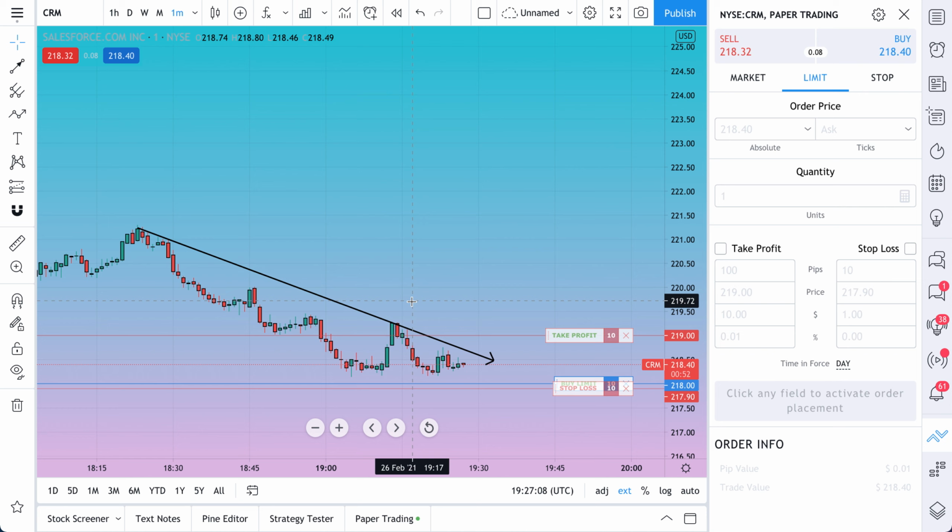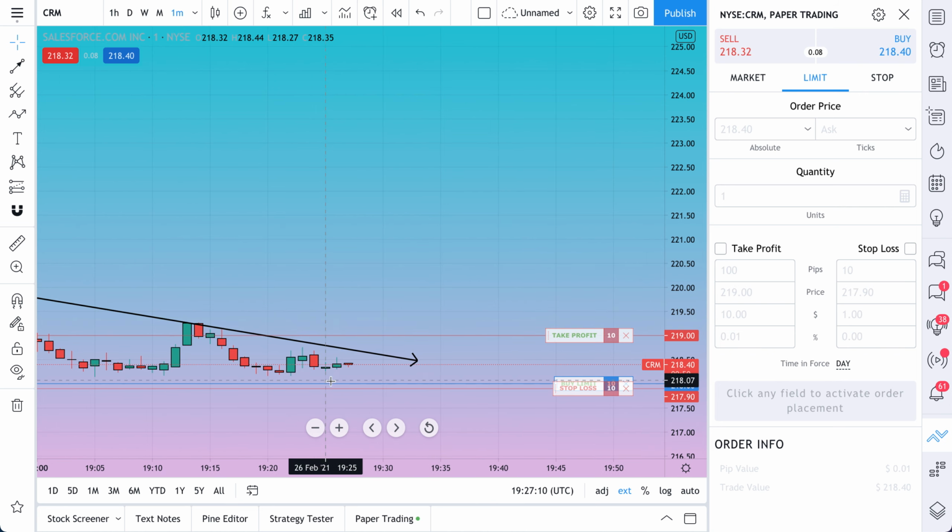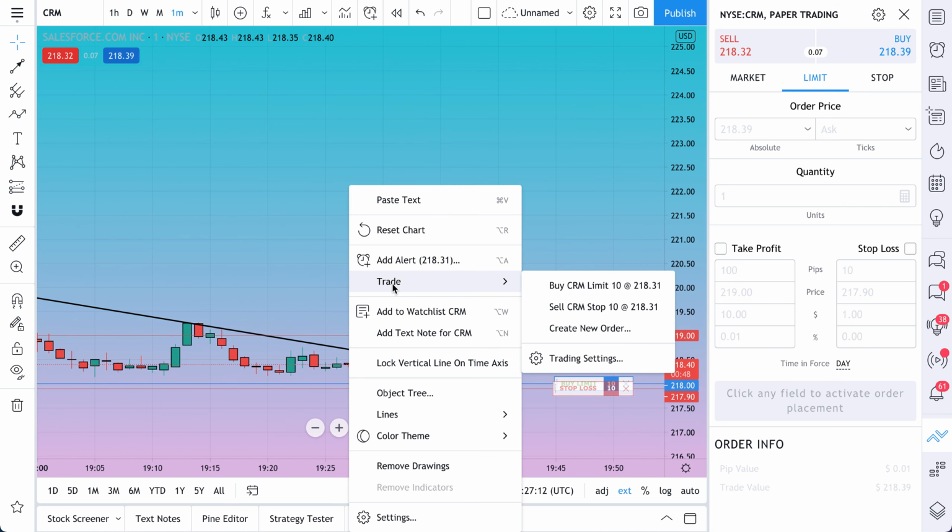So you can right click to place a trade. For example, we zoom in and we could right click, hover our mouse right here over trade, and we could place the trade right from here: buy, sell, create new order.